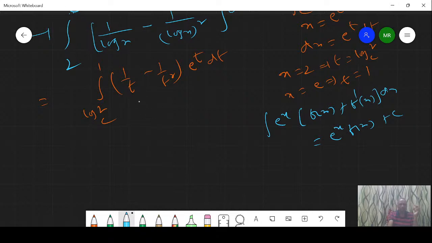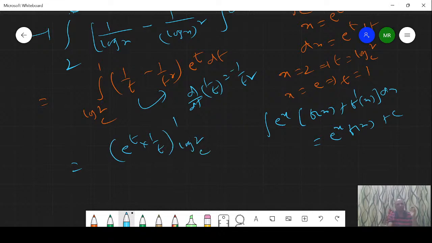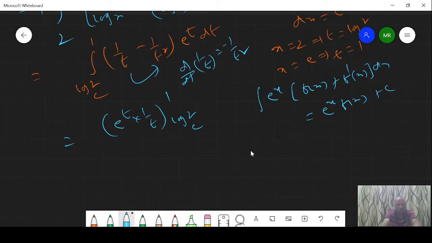Same thing. Derivative of 1 by t is minus 1 by t square. Following this formula, I can write this as e power t into 1 by t. The limits I can apply are log 2 base e to 1, in the place of t. If I apply the limits, I get e power 1 by 1, which is e, minus, upper limit minus lower limit, e power t at the lower limit.